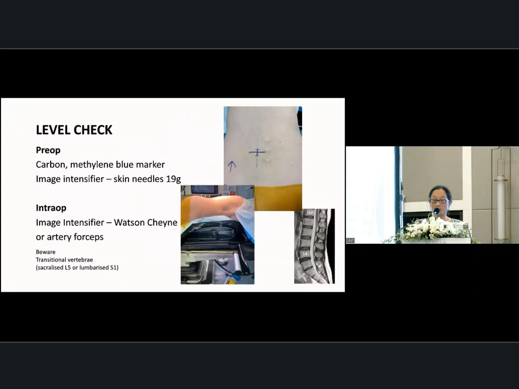I use an image intensifier intraoperatively, and I use three 19-gauge needles because sometimes patients are quite fat and you can be really off if you just use one needle. I don't want to waste time having to do a number of shots. I get an intra-op image, and I use a Watson chain or an artery forceps to mark the level. But beware of transitional vertebrae.